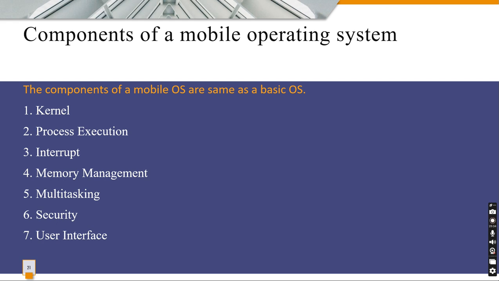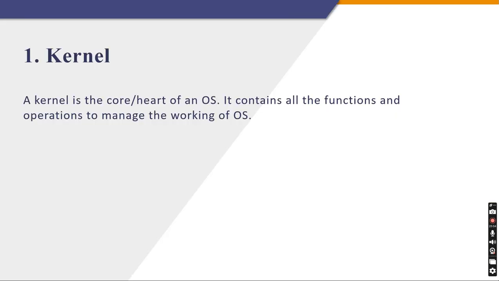I explain here that the components of a mobile operating system are the same as a basic operating system. The components are similar from OS to mobile OS, because there is no difference between your mobile OS and your OS. So first we discuss the kernel. A kernel is the core, the heart of an OS. OS means operating system. It contains all the functions and operations to manage the working of the operating system. Kernel is the most important.